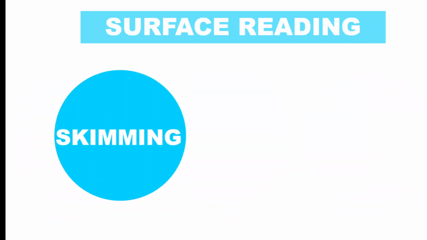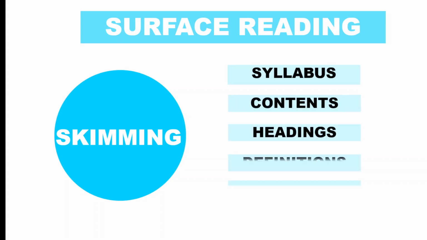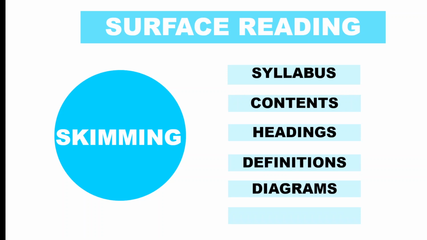Okay, so we start with surface reading. What is surface reading? It basically means skimming. So you get a syllabus, you go through the contents, you go through headings, definitions, diagrams, or some random paragraph that catches your eye, and then you read all of that.